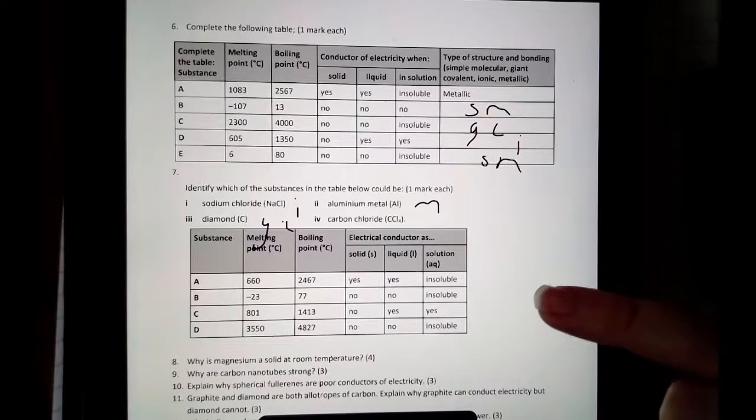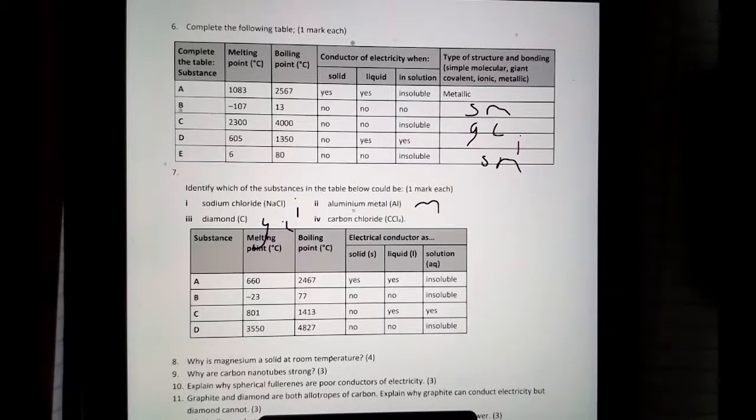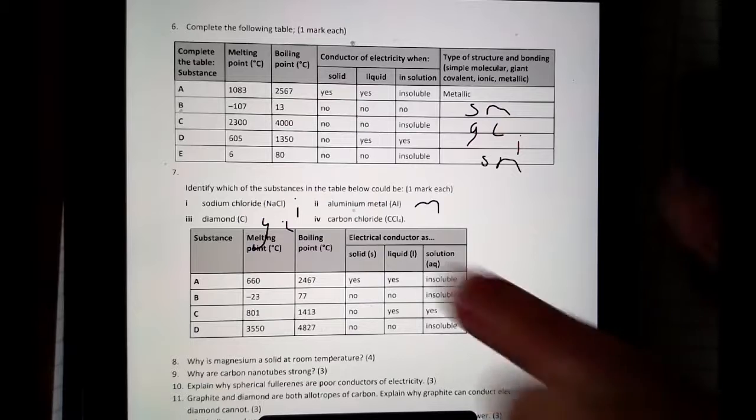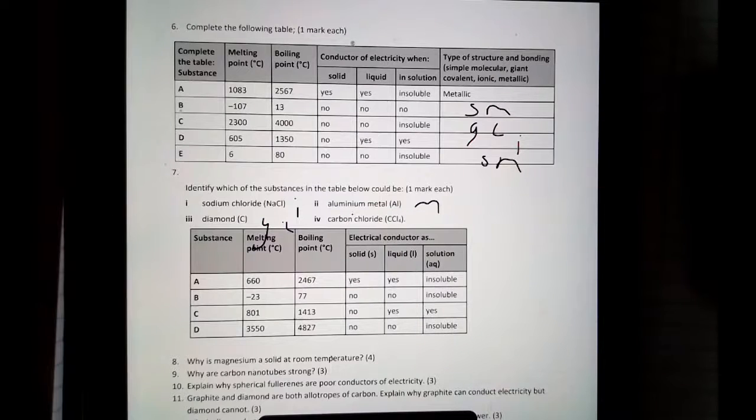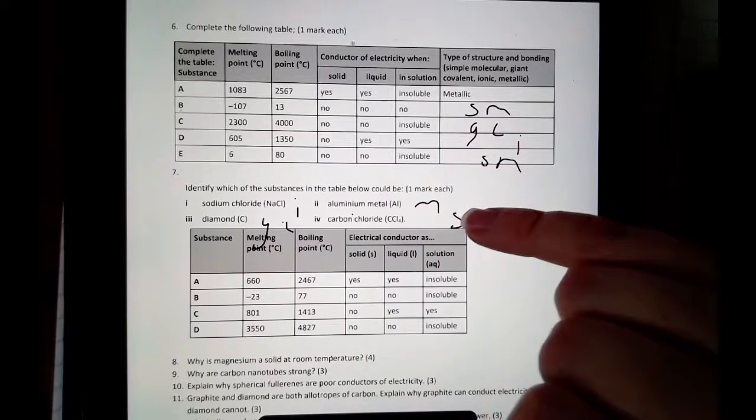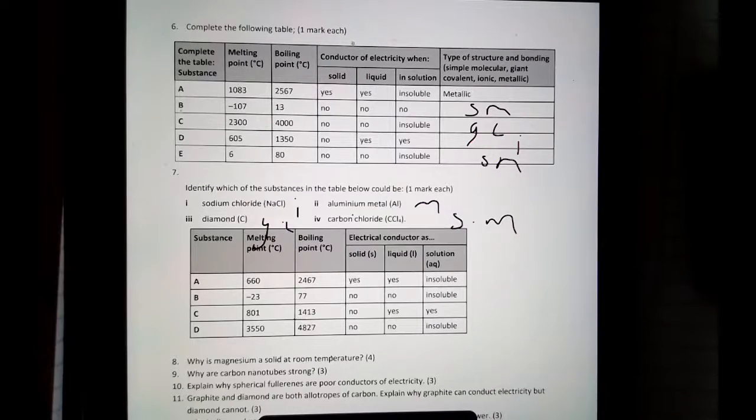And then I've got carbon chloride. Carbon is a non-metal. Chlorine is a non-metal. And I've got them in a known number of atoms. I've got 1 carbon, I've got 4 chlorines, a known number of atoms. That makes carbon chloride a simple molecule. So now that I know what type of structure and bonding I have, I should be able to match those substances to the properties below.